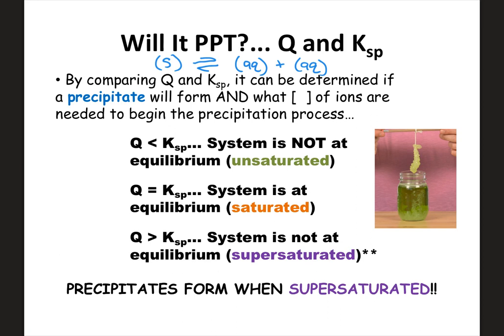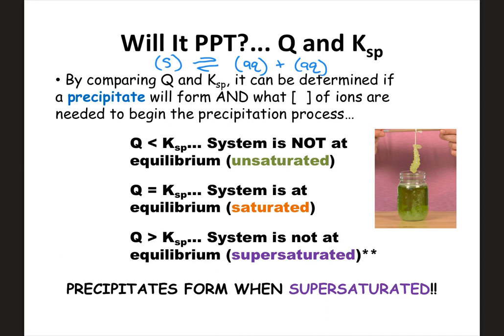So if you compare Q to Ksp and Q is less than Ksp, if you remember the alligator from class, that means the reaction is going to favor the product side, or you're going to need to form more products to reach equilibrium. So if Q is less than Ksp, that basically means you're unsaturated because the equilibrium is going to form more of your aqueous substances, or it's going to dissolve more of your solid and form more of those products.